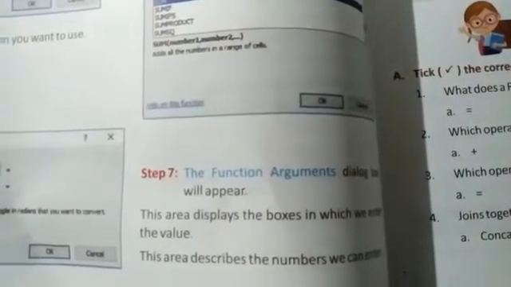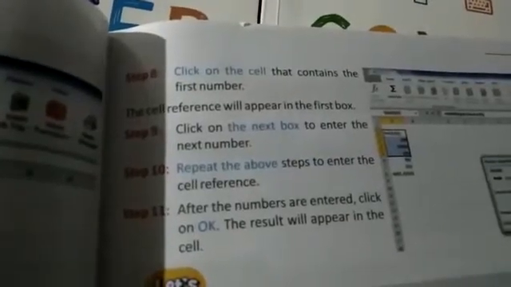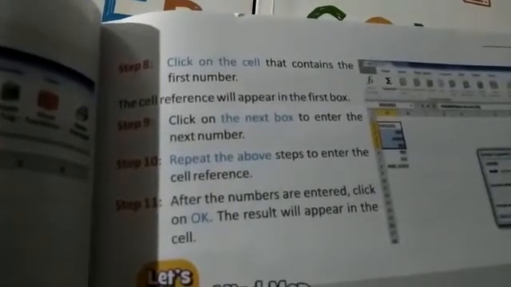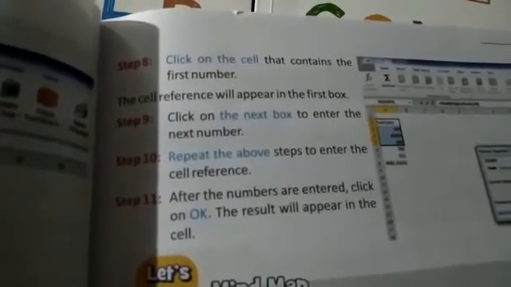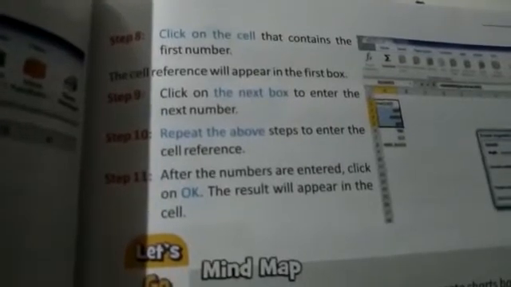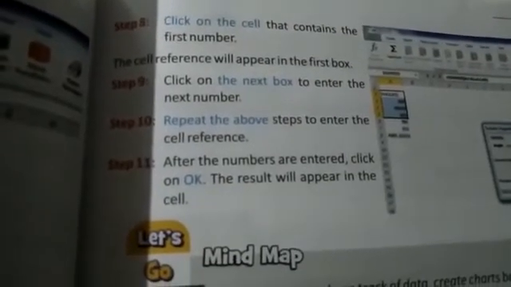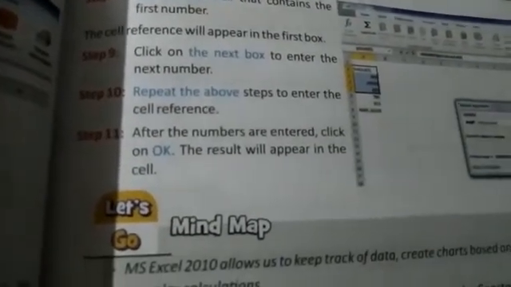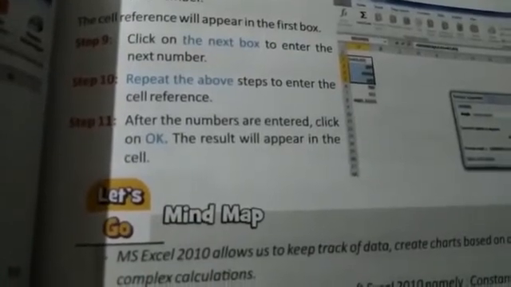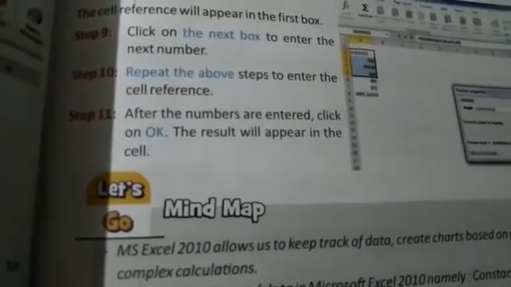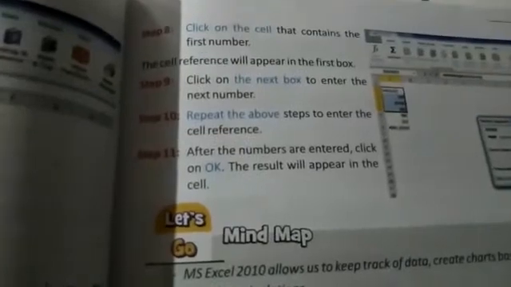Next step is to click on the cell that contains the first number. Click on the next box to enter the next number. Then repeat the above steps to enter the cell references. After the numbers are entered, click on OK. The result will appear in the cell. These are the basic methods of entering a function and finding any result.